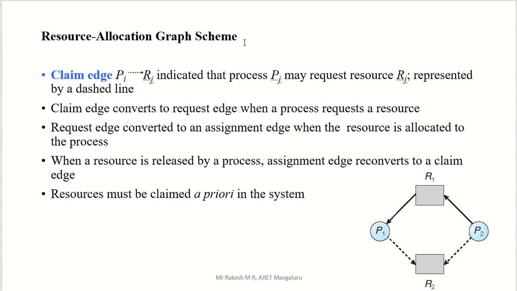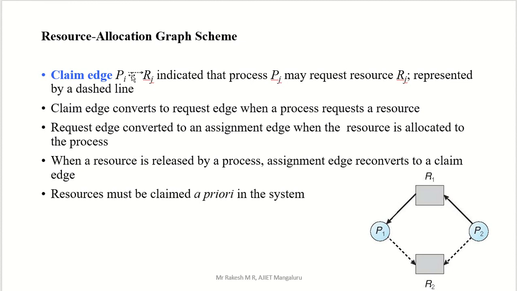Resource allocation graph scheme. What does the resource allocation graph mean? See here, a claim edge is there. Pi is the process, and Rj is the resource. In the previous one they gave a direct line. Here a dotted line is there, which you can see in this diagram also. This is different and this is different. Whatever dotted line is there, that is called a claim edge.